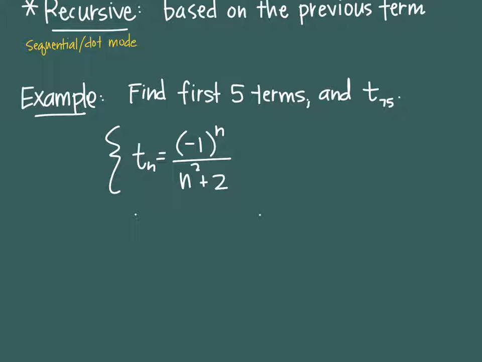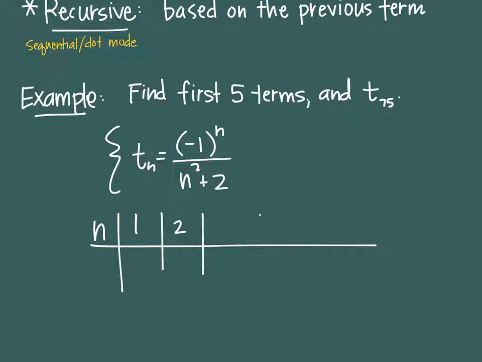So this is an example. You would identify this as an explicit sequence. How do you know? Because it's based on the letter n, and the letter n are the counting numbers. And so you're going to plug in the counting numbers 1, 2, 3, 4, and 5, and then you're also going to plug in the counting number 75. Then T sub n would be the result when you plug those different numbers in.